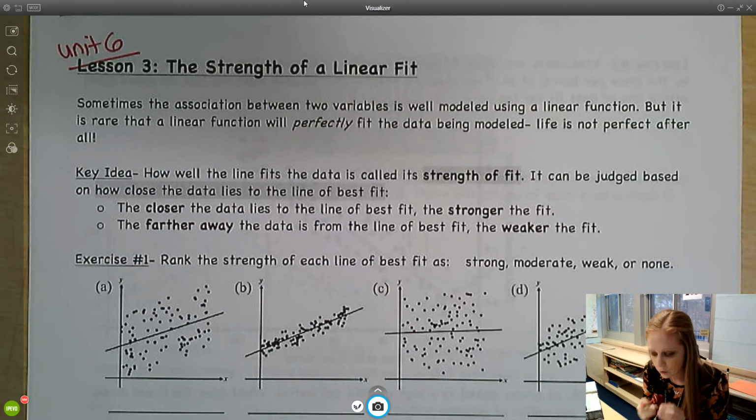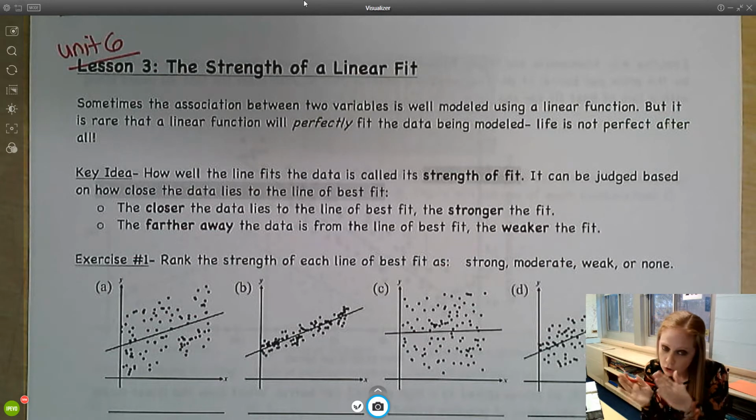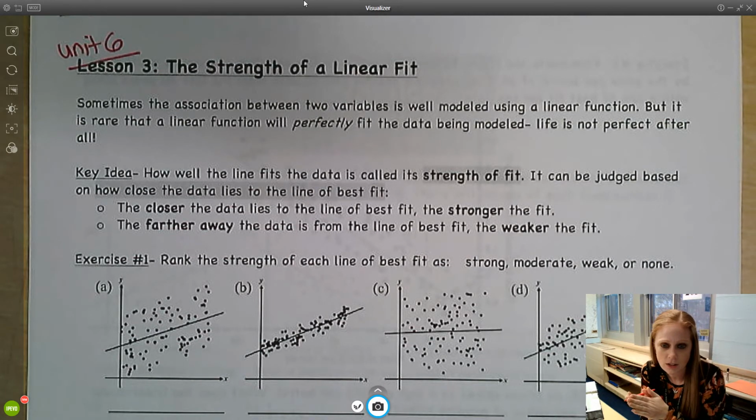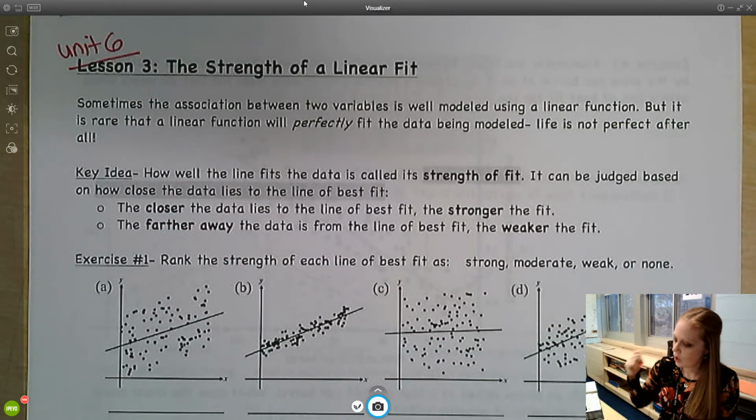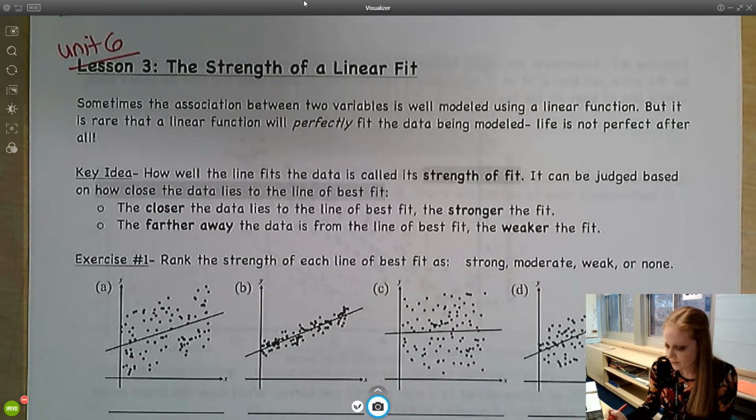And again, the data is all those little dots, those data points. The closer the data lies to the line of best fit, the stronger the fit. So when all the dots are really close to almost being on that line perfectly, it's really strong. When the data points are all really far away from the line, then it's weaker. So let's rank the strength of each line as strong, moderate, weak, or none.